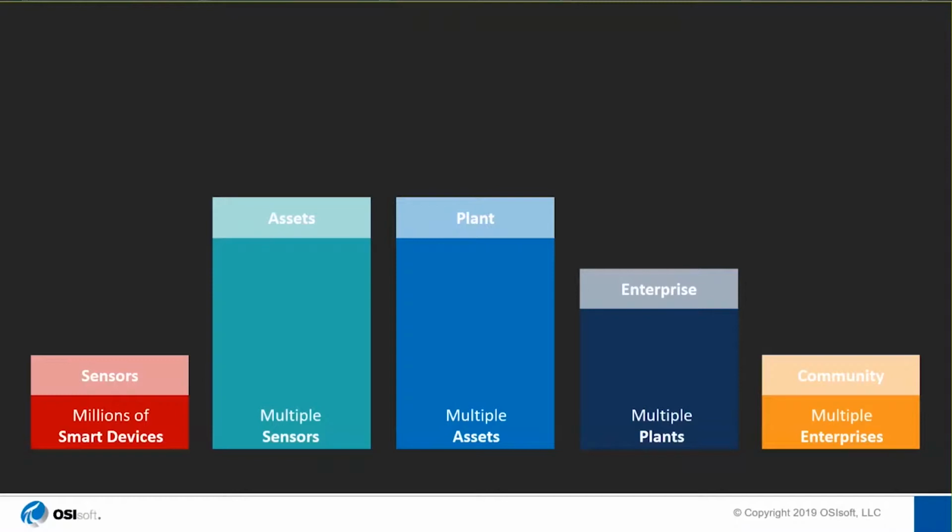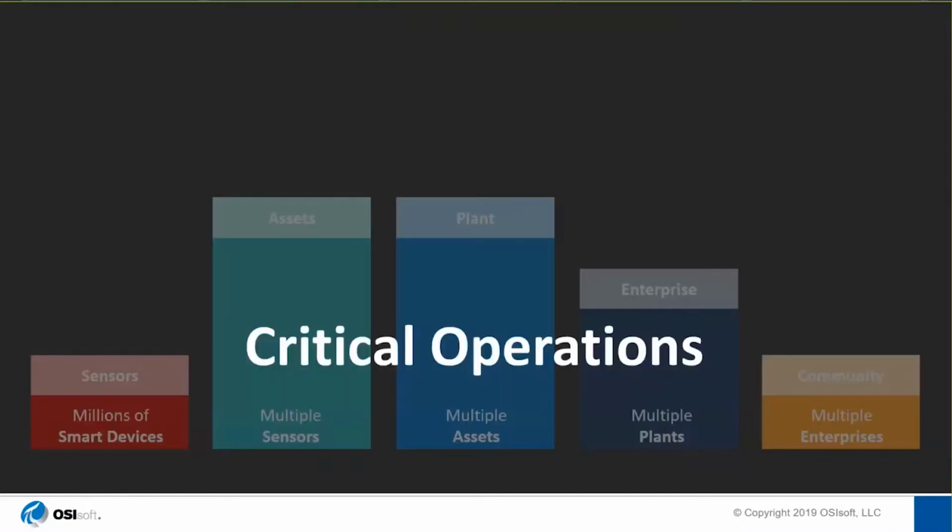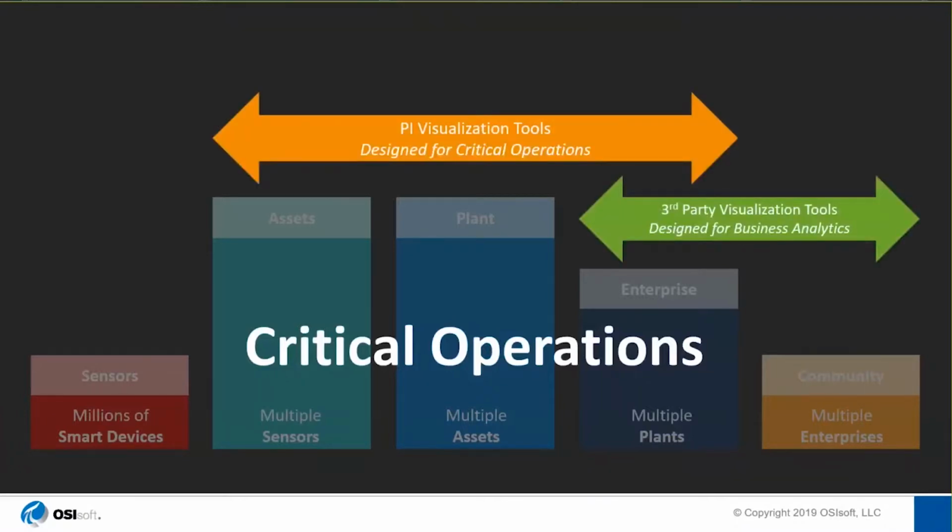Collect the data, we can run the analytics, and we can do all that to calculate the health. But there's one final step that we need to take, and that's to visualize these critical operations. And that's precisely why OSIsoft has created visualization tools designed for critical operations. The middle there, the assets, the plants, and the enterprise, that's your critical operations. And these tools allow the operator and engineer to see your critical operations in real time when they need to see it.